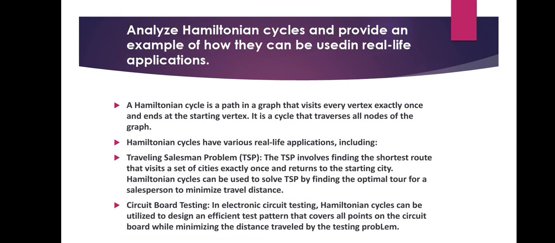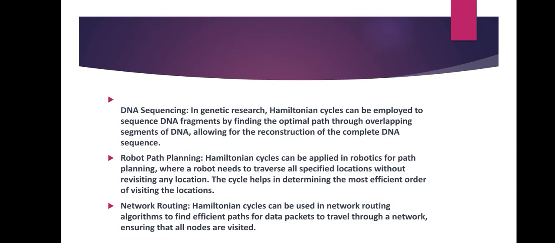The second is circuit board testing. In electronic circuit testing, Hamiltonian cycle can be utilized to design an efficient test pattern that covers all points on the circuit board while minimizing the distance traveled by the testing probe. DNA sequencing. In genetic research, Hamiltonian cycle can be employed to sequence DNA fragments by finding the optimal path through overlapping segments of DNA, allowing for the reconstruction of the complete DNA sequence.